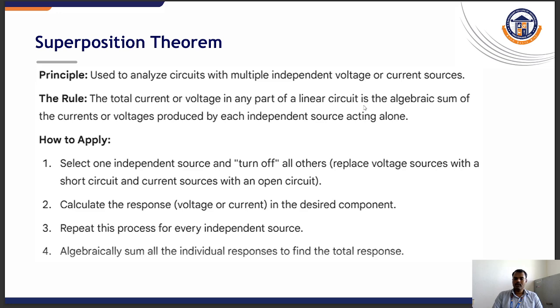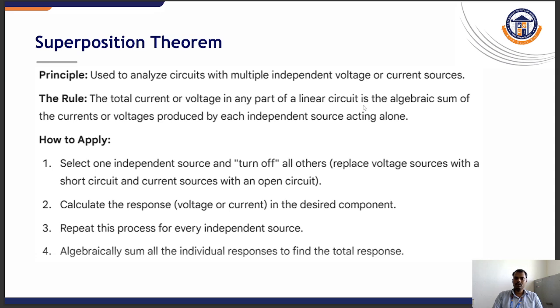For example, if I have three sources, source 1, source 2 and source 3, I will use only one source and find the current value. Then I will use the second source to find the current value, and I will use the third source to find the current value, and then finally I will add all these three in order to get the desired voltage or current.